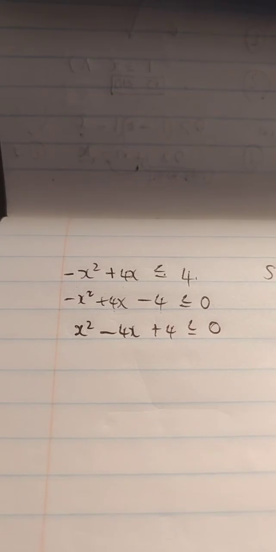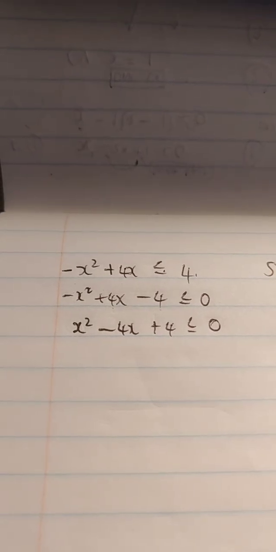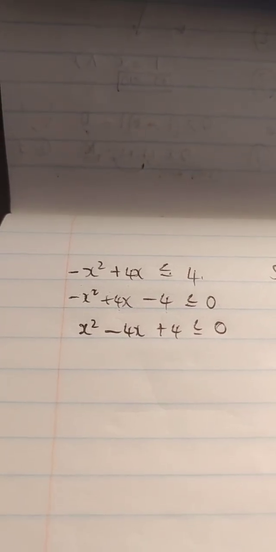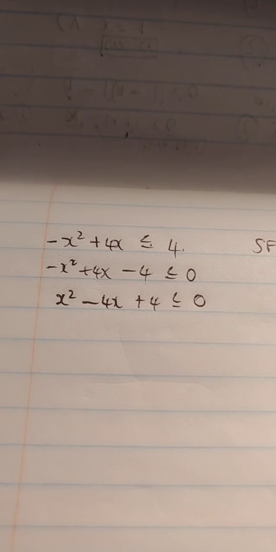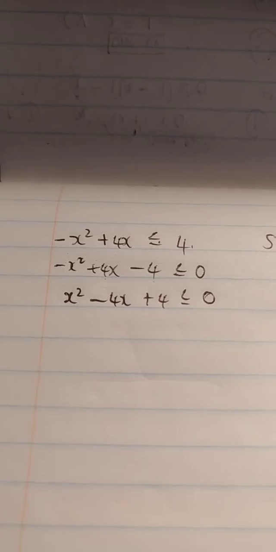When I divide by a negative, what error did I make here in the first step which I shouldn't have made? I made a deliberate mistake. Tell me, what should I have done which I did not do? X squared minus 4x plus 4 less than or equal to 0. Is this correct? Would this be an acceptable inequality having divided by a negative 1? No way. This is wrong, guys. Very good, thank you. This I shouldn't have done.